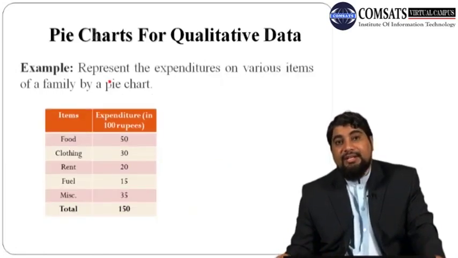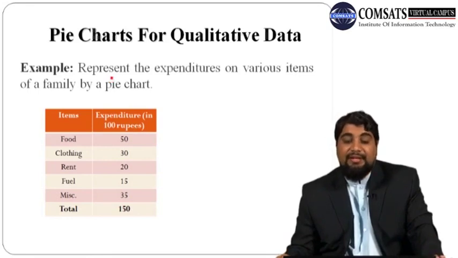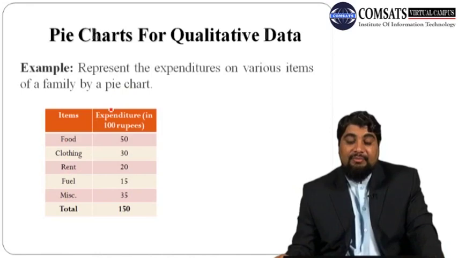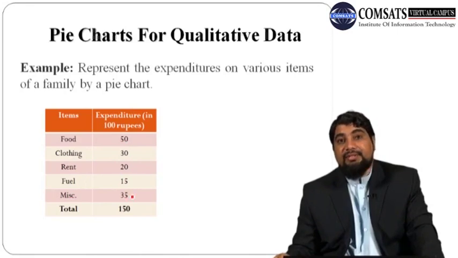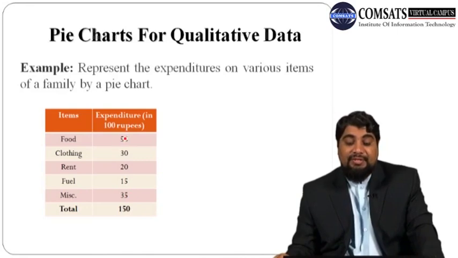So let us explain it with a clear example. The question is, represent the expenditures on various items of a family by a pie chart. So here in the first column we have different items: food, clothing, rent, fuel, miscellaneous, and in the second column we have expenditure in 100 rupees. So for food 50 rupees, for clothing 30, for rent 20, for fuel 15, and miscellaneous item 35.